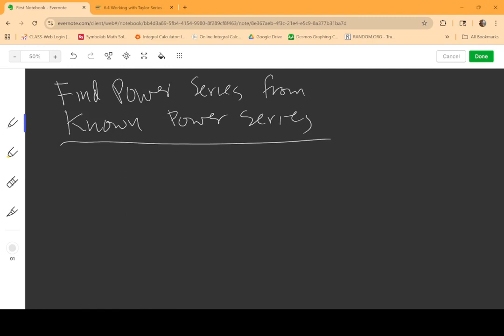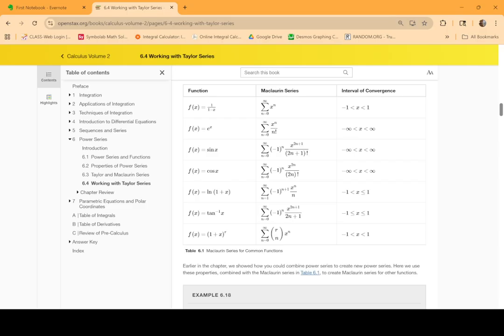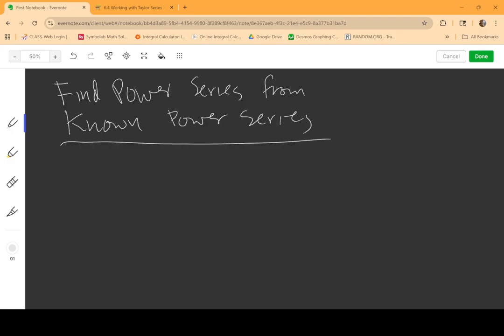All right, so here we're going to look at finding some power series from known power series. In the previous video, we started by going over the Maclaurin series for the cosine of x, and then here we have a table of these common functions, which we'll use to help us evaluate series when necessary, or find what the function is representing, or just create a new power series from these known ones here.